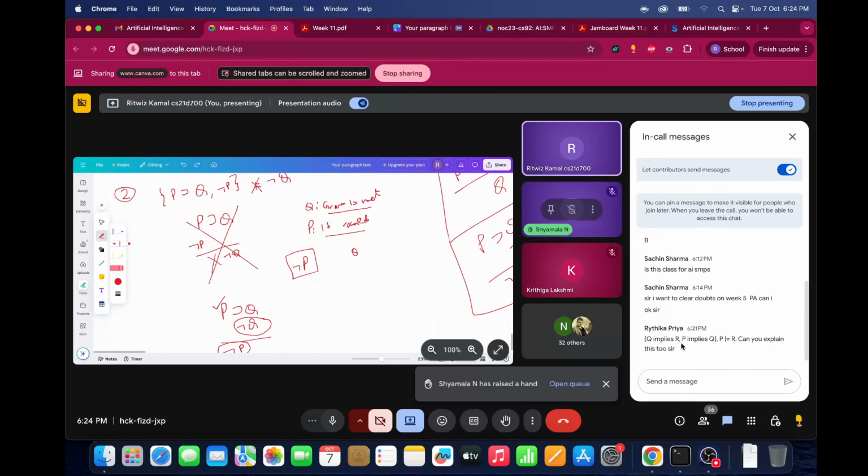Just to address one question in the chat box: Q implies R, P implies Q, does P entail R? No. Here we are just given two implications, not any statements. Q implies R and P implies Q. We are not told whether P is true or Q is true or R is true, so we cannot necessarily say that P entails R. This is my understanding. Let me know if that makes sense.